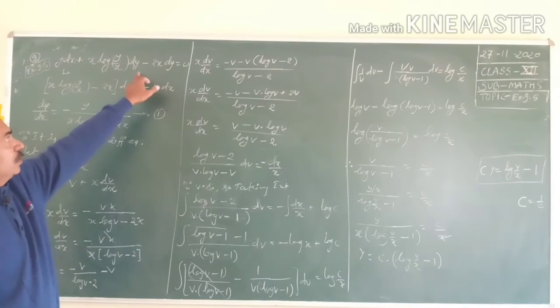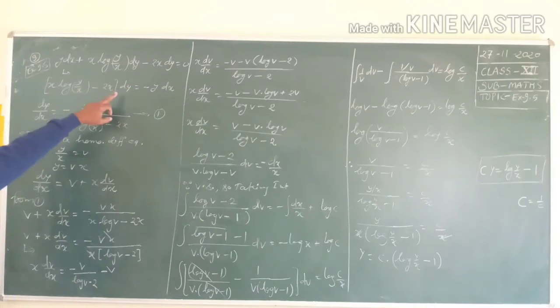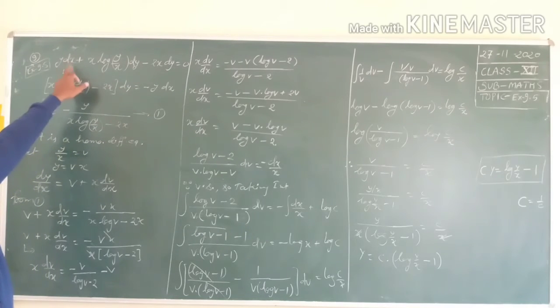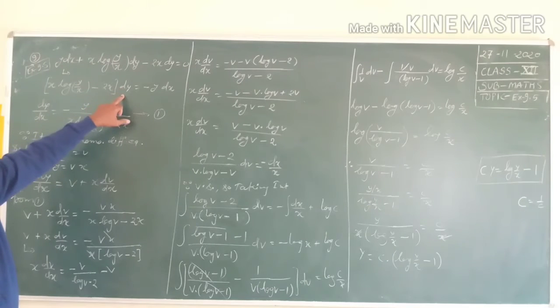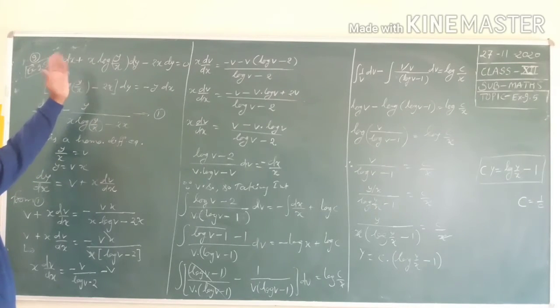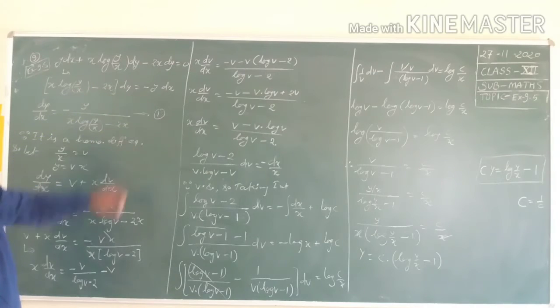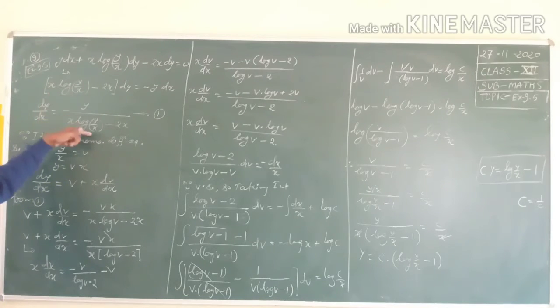In the second and third terms dy is written, so dy is common from the second and third terms, and the first term y dx transfers to the right side. So here you will get x log(y/x) minus 2x times dy, and when we transfer this term to the right side you will get minus y dx. So dy/dx equals minus y divided by this bracket. Now since it is a homogeneous differential equation, let y/x = v. So y = vx, then differentiate with respect to x, and you will get dy/dx = v plus x dv/dx.